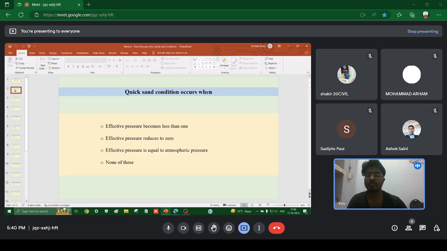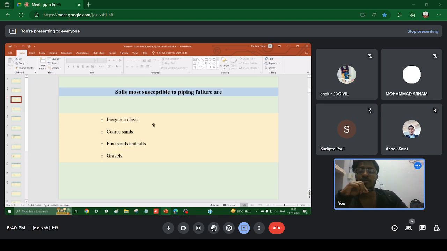The first question was: quicksand condition occurs when effective pressure becomes less than 1, effective pressure reduces to 0, effective pressure is equal to atmospheric pressure, or none of these. The second question was: soils most susceptible to piping failure are. Which soil is most vulnerable to piping failure? Inorganic clays, coarse sands, fine sands and silts, or gravels?